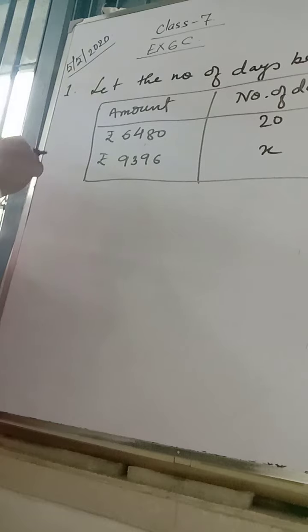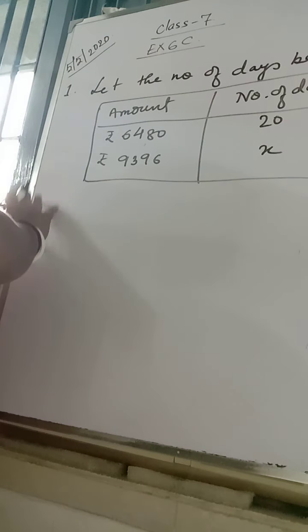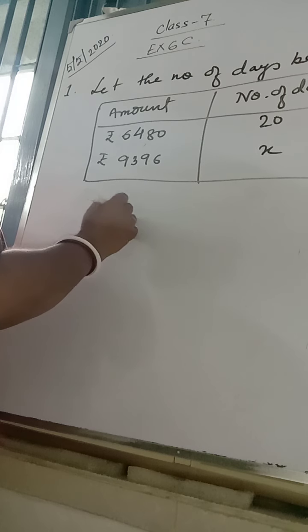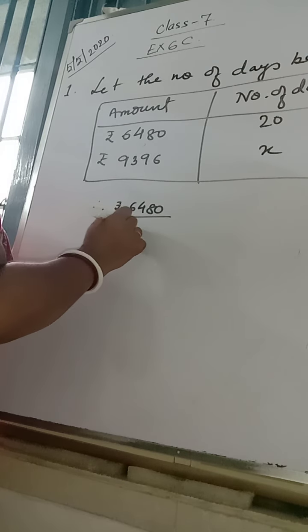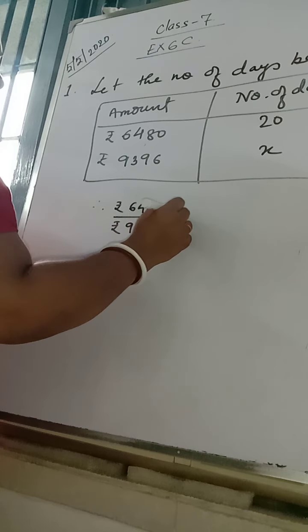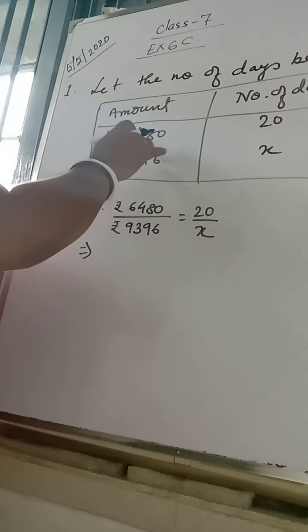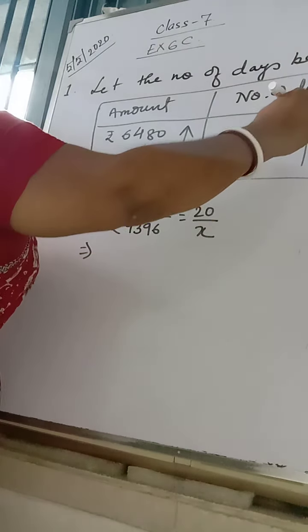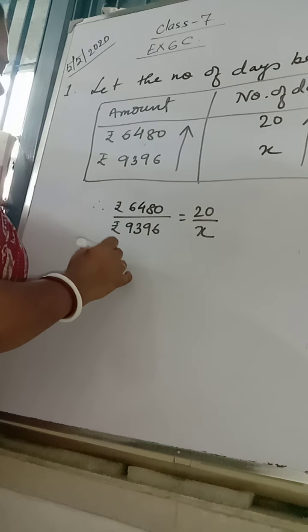Now when we had 6,480, it was surviving for 20 days. Now we have more rupees than 6,000, so the family will be surviving for more days. So this is a direct variation. So that's what we'll be writing. Rupees 6,480 by rupees 9,396 is equal to 20 by X. Now we'll be solving. As I have told you, both are increasing, so we'll be writing as it is. It's a direct variation. So now we'll be solving.